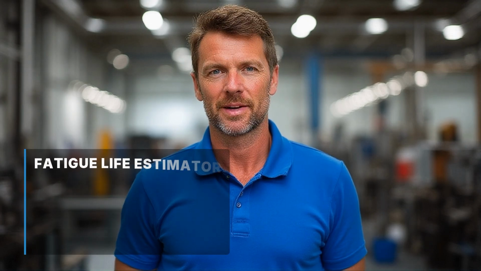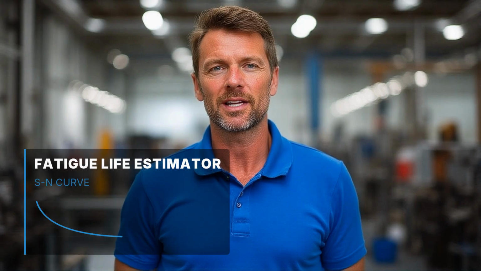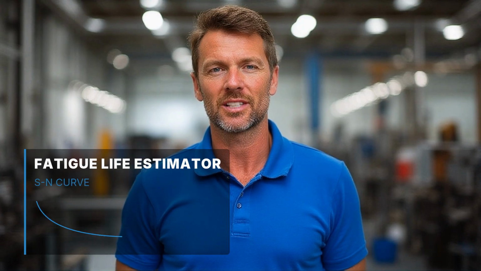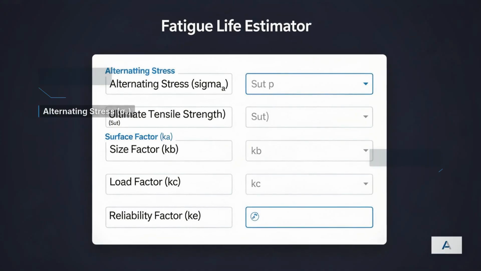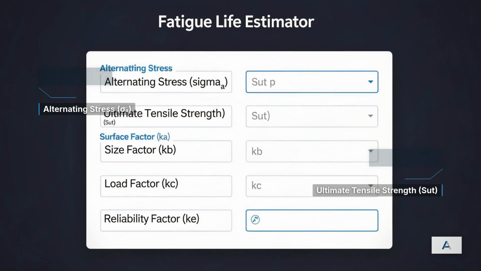The Fatigue Life Estimator (SN curve calculator) determines how many cycles a component can withstand before failure under cyclic loading. Let's examine the input fields. First, enter the alternating stress sigma A in megapascals.